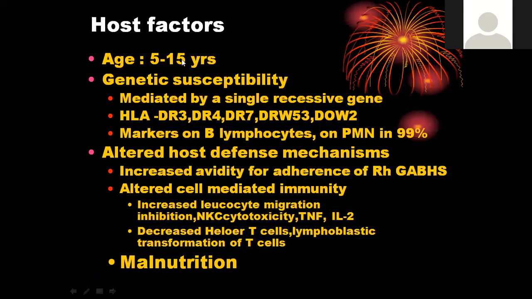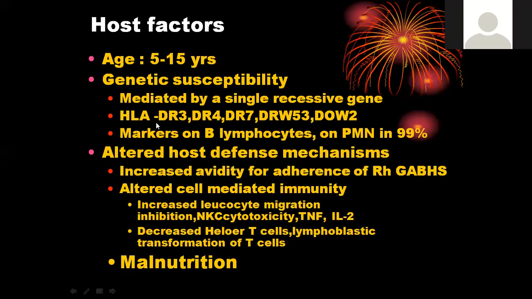There are certain host factors. In the host factors, the age limit is from 5 to 15 years. So if somebody at 3 years gets joint pains, it's very unlikely to be rheumatic fever in origin. And after 15 years, the bacteria doesn't cause so much of acute illnesses. And then the host may have a genetic susceptibility to this organism. And this may be single recessive gene mediated or HLA mediated. This HLA predisposition has been well documented in Pakistan and other developing countries. So some HLA types are prone to develop rheumatic fever.